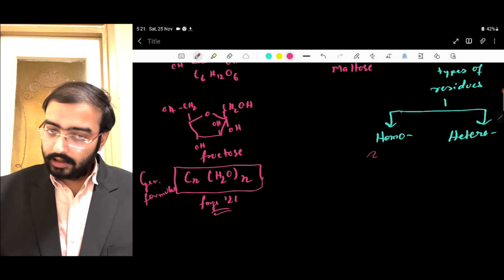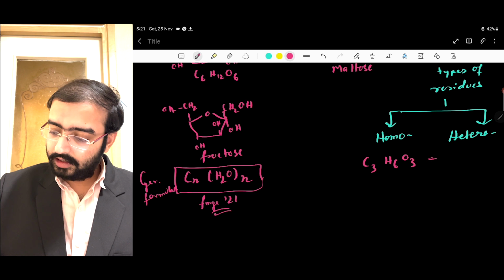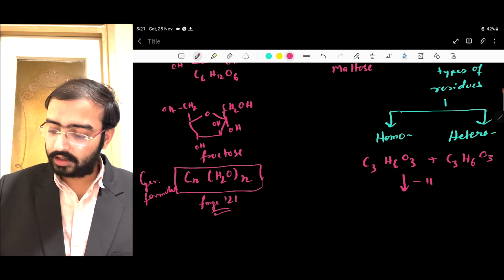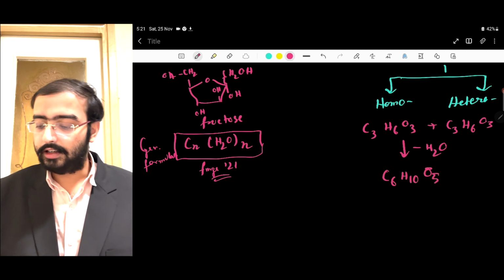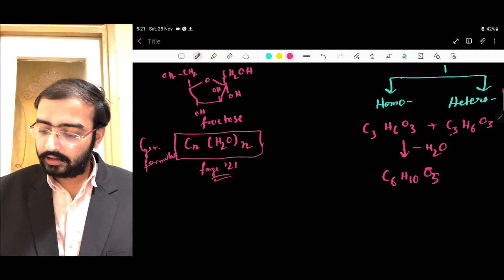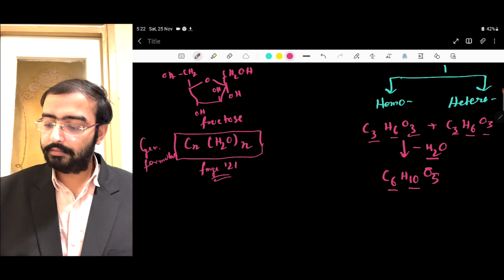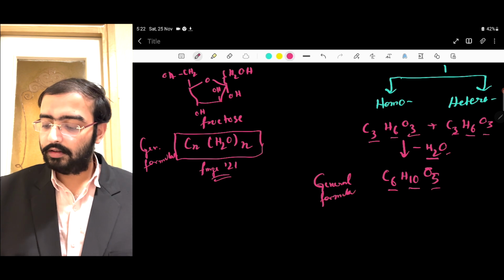And what is the general formula of it? Remember the general formula like this: C3H6O3 plus C3H6O3. Okay, when these two add up and a molecule of water goes away, what we get is C6H10O5. Three carbon atoms, you get six carbon atoms. Six hydrogen atoms, 12, and minus 2 from here, so you get 10 hydrogen atoms. 3 plus 3 oxygen atoms, 6 oxygen atoms, minus 1 oxygen atom, you get 5 oxygen atoms. So this is the general formula of polysaccharides.